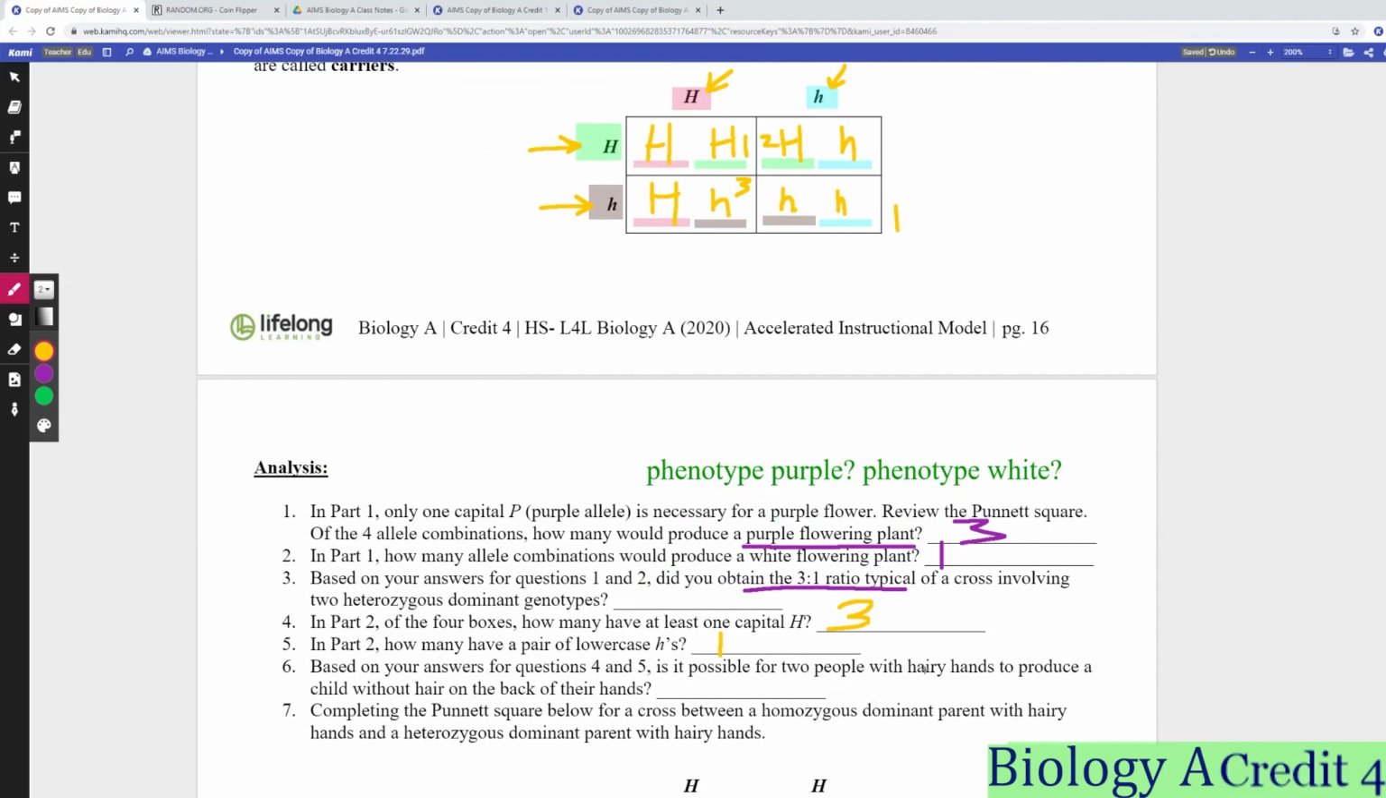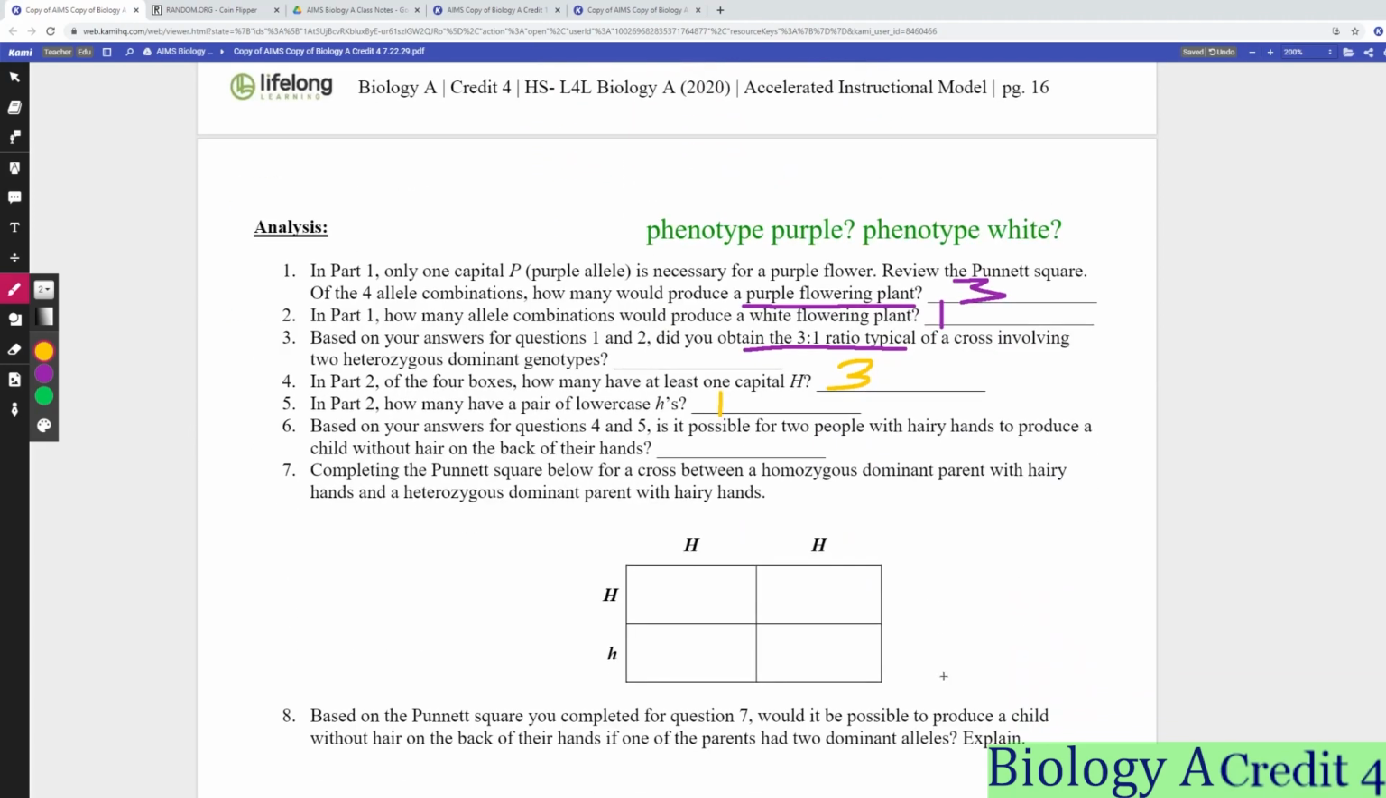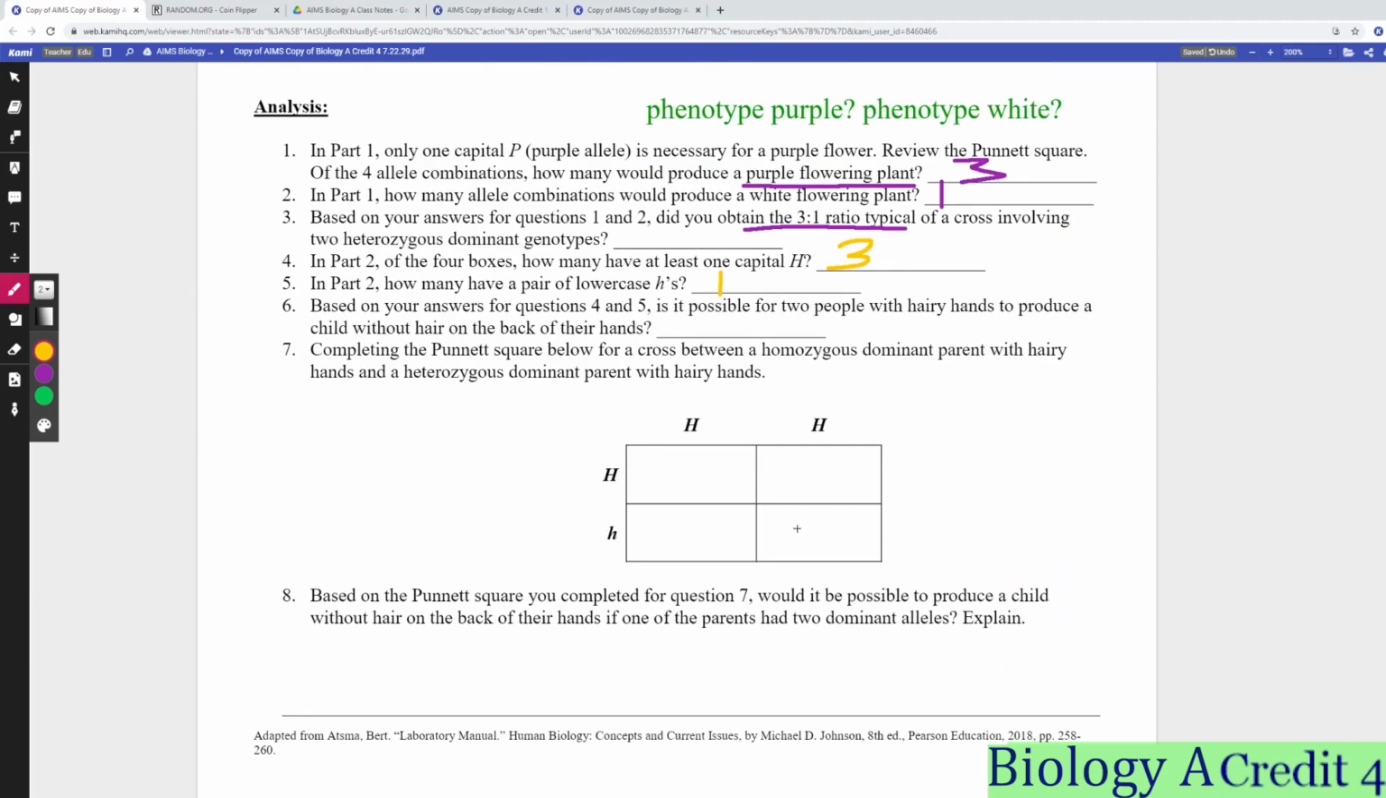Awesome. So based off of that, do we have any boxes that have little h for hairless hands for this section? If we do, awesome, we're going to answer number 6. If we don't, that's okay, we're still going to answer number 6. And then this final one is up to you.